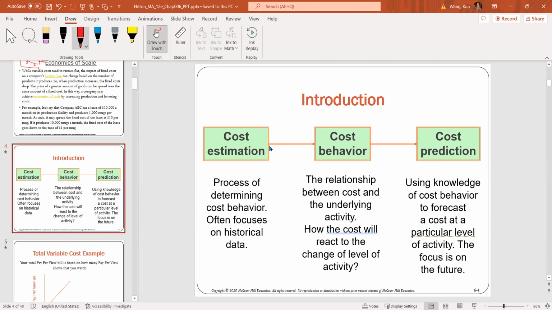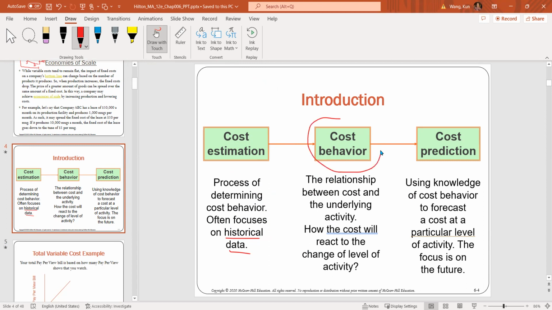So in this chapter, first we need to use the historical data, right? If I want to understand my company's cost structure, how much of my cost is variable and how much is fixed, I need to analyze my historical data and put it into the modeling, so I can separate it into variable and fixed. So that's analyzing and identifying the cost behavior.